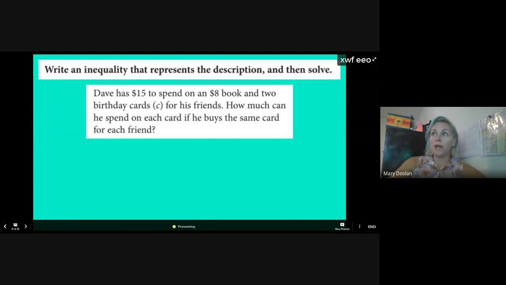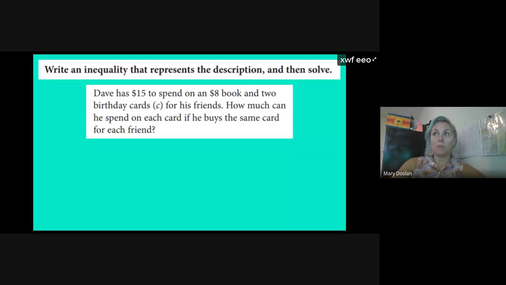We are now going to write an inequality that represents the description here, and then we're going to solve it. So first we're going to write the inequality. So let's see, we have Dave has $15 to spend on an $8 book and 2 birthday cards, C, for his friends. How much can he spend on each card if he buys the same card for each friend?